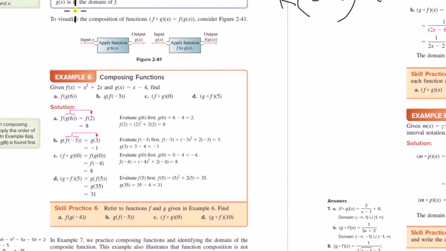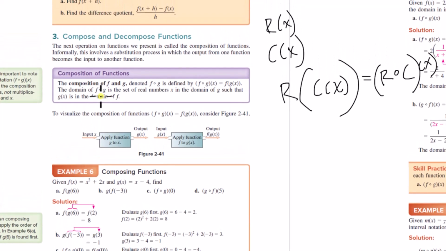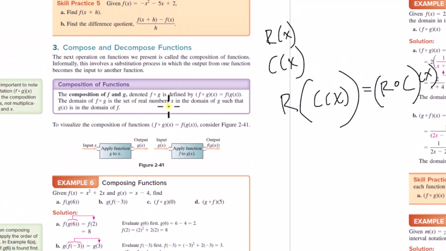Okay, what about the domain? So the domain of f of g is the set of real numbers x in the domain of g such that g of x is in the domain of f. So that's a kind of confusing statement. The set of real numbers, so first of all, let's reason through this. First of all, if we start with C of x, x has to be in the domain of C, or else you're going to get does not exist, right? That's obvious. So anything in the domain of C is part of the domain of the composed function, the composite function.